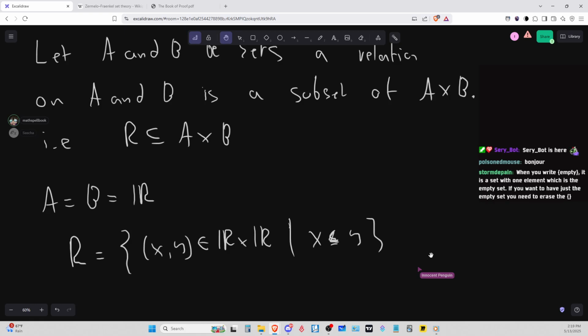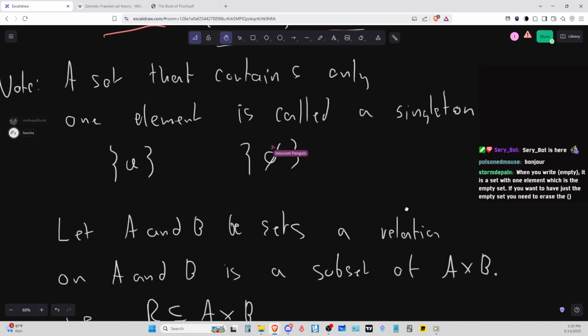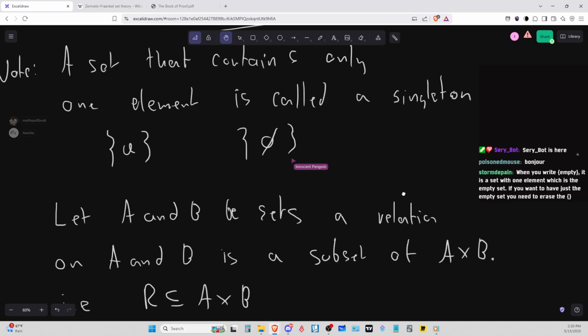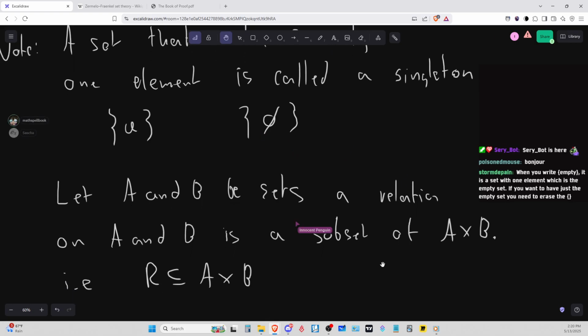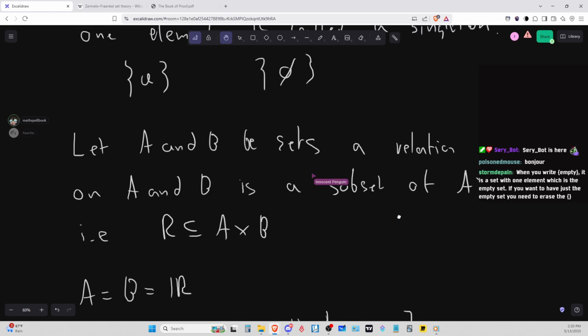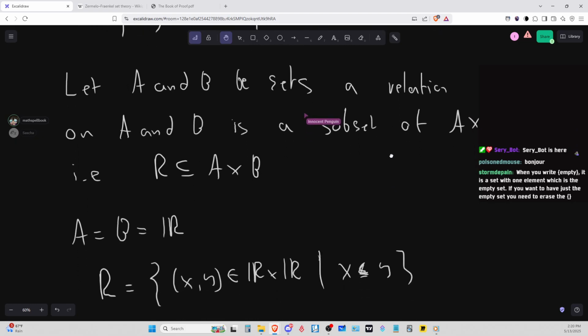Storm says in the chat: when you write empty, it is a set with one element, which is the empty set. If you want to have just the empty set, you need to erase the parentheses. Okay. I'm guessing you saw our beginning portion when we were asking about the singleton, Storm. But thank you for pointing that out. Yeah, so Peter was asking if the empty set was a singleton. I said no, but if you put the empty set inside of a set like that, you get a singleton. Yeah, I kind of figured, because I know an empty set with parentheses around it is not the same.